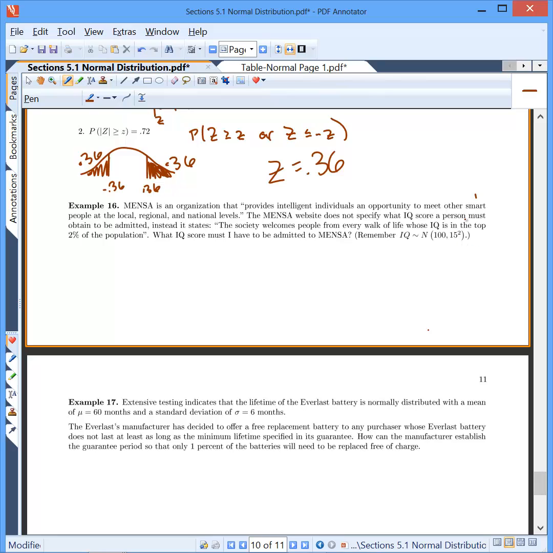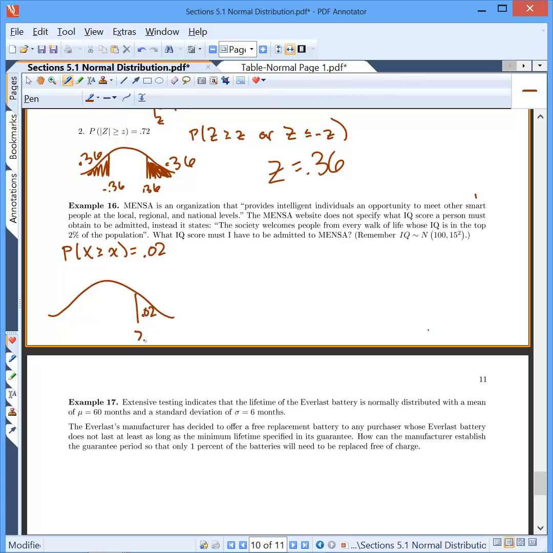Remember that our IQ scores are normally distributed with a mean of 100 and a variance of 15 squared, which means that my standard deviation is 15. So what we're looking for is the x value: x greater than or equal to my specific x value, which I don't know, is 0.02. So we want to know what I have to be in the top 2%.